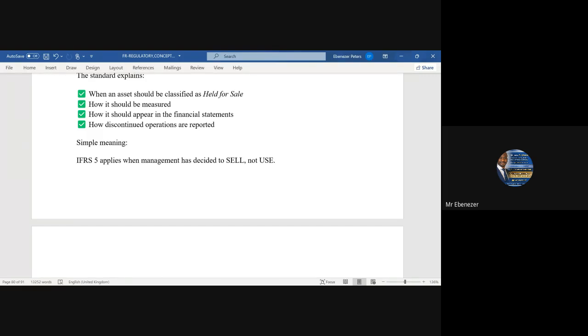Or for instance, if management have decided that this branch in Ikeja, we are going to discontinue the operation by next month, and they are still using it to trade in the business, it means you cannot in any way classify it as a discontinued operation. So for it to be held for sale or for it to be discontinued, there must be absolute management commitment to sell and not to continue to use the asset or the operation line.